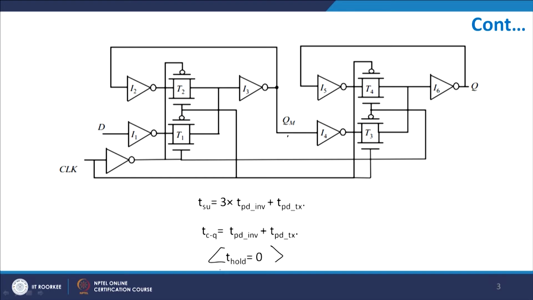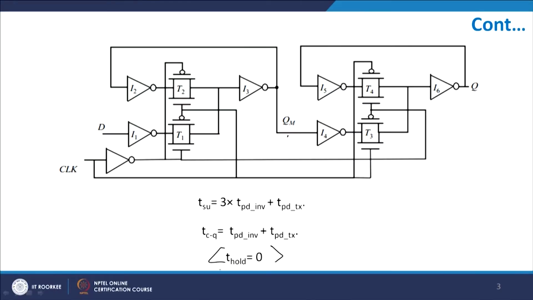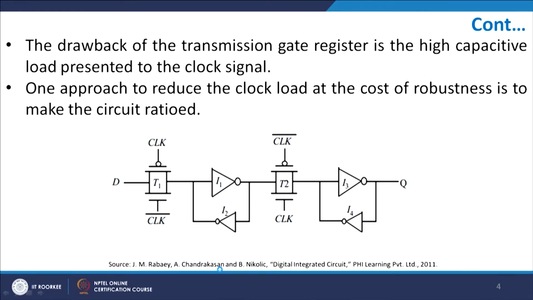So, in a mux based design, my T setup is basically 3 times the inverter delay plus 1 transmission gate delay, and T hold time is approximately equal to 0, because once you have evaluated your data at QM, you just have to wait for the next rising edge of the clock for the slave to sample the data. So, that is the only delay which you get, not the whole time delay available to you, right. So, that is the reason we get such a delay.